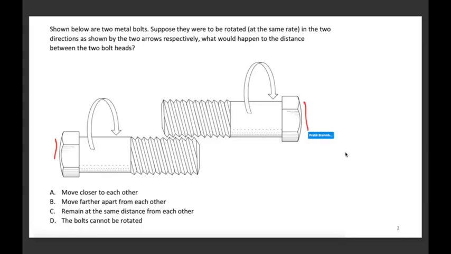Okay. So first option says they move closer to each other. Second says move farther away from each other. C says remain at the same distance from each other. And D says the bolt cannot be rotated. If you want the bolts to close in towards each other, or move farther away from each other, you have to rotate them in opposite directions. If they are moving in the same direction, the distance between them remains the same. So C is the correct answer because that's what is happening here. They are rotating in the same clockwise direction as we can see here. Okay, we'll move to the next one.